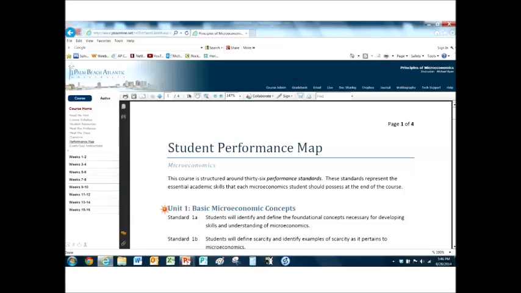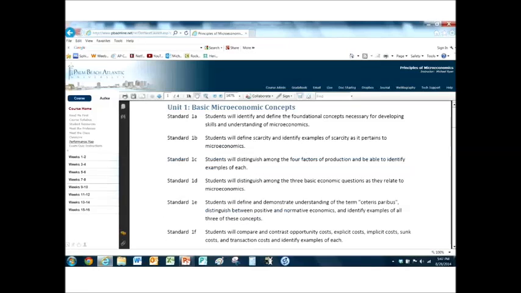I made it into 3 units, Unit 1, Unit 2, and Unit 3. And in each unit, there's a list of standards, and I wrote these standards. And every one of them, if we go to the next slide, you'll see the first unit. Every one of them is something that you can read and ask yourself, do I know how to do that? So every one of them starts off with, students will identify and define the foundational concepts necessary for developing skills and understanding of microeconomics. The first standard in each of the units is always vocabulary, just terms and concepts.